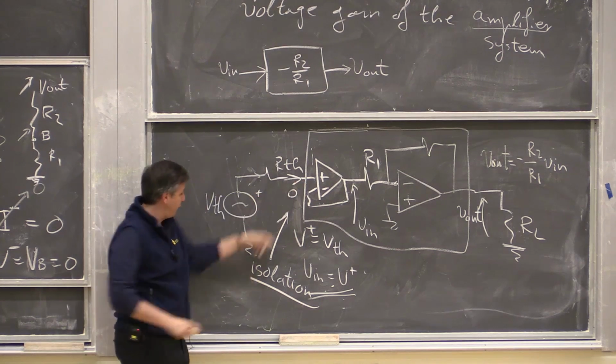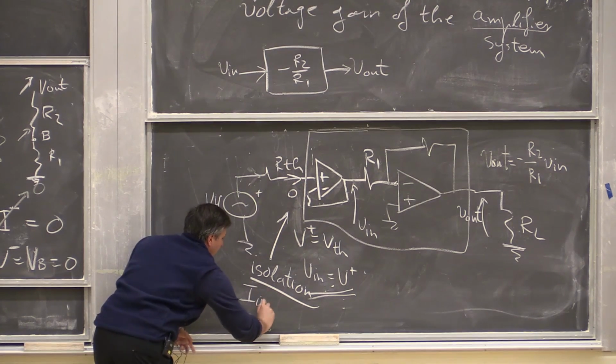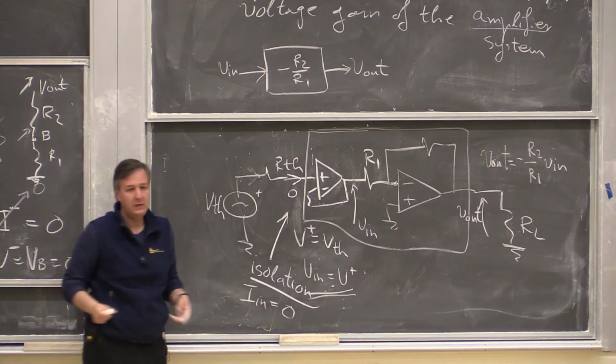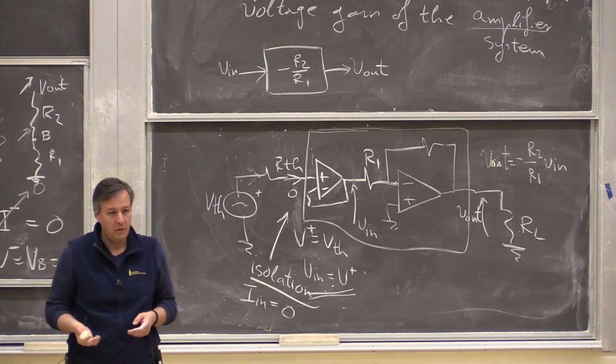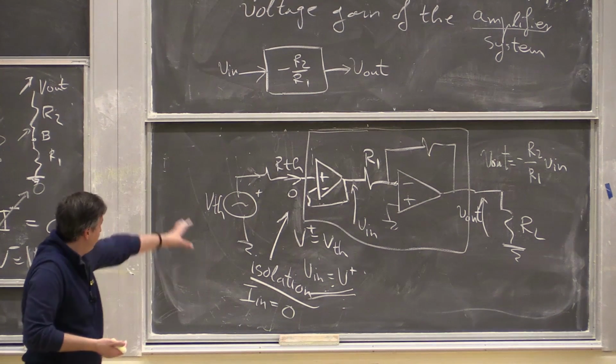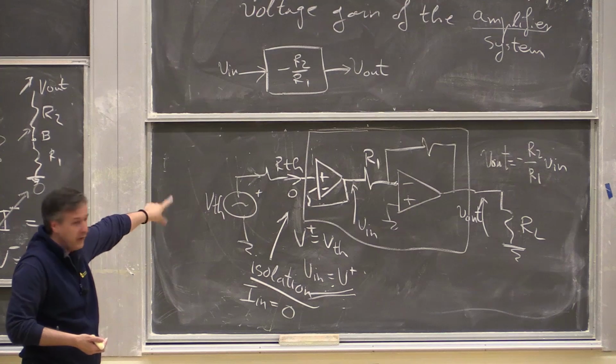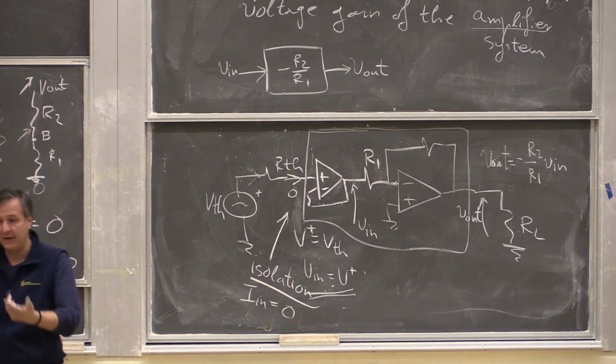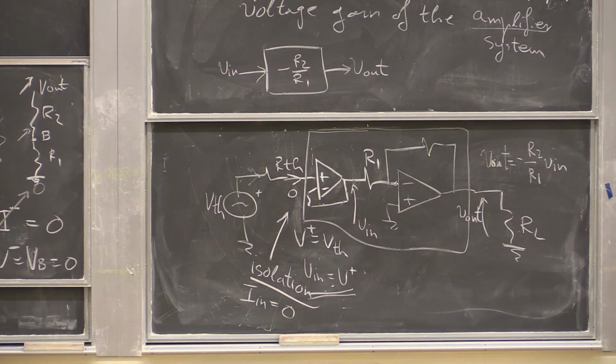The fact that input current equals 0. That's isolation. So now this block, from its input standpoint, looks like a voltmeter, right? Because it just measures whatever's coming at it without sucking any current from that circuit, and without changing that voltage.